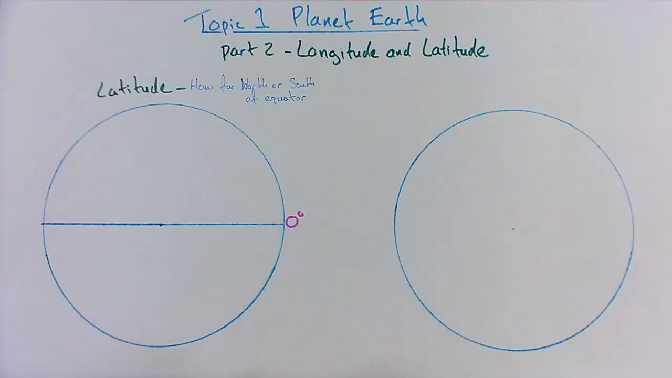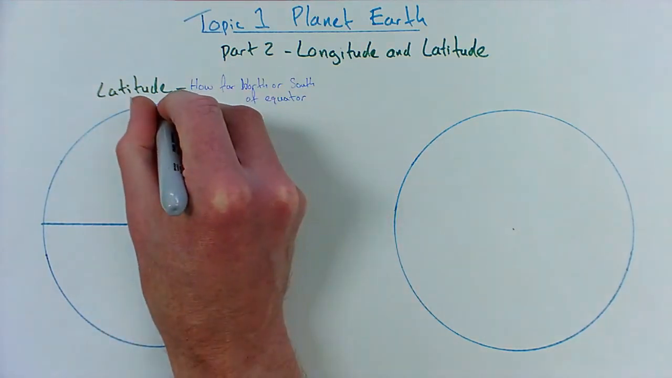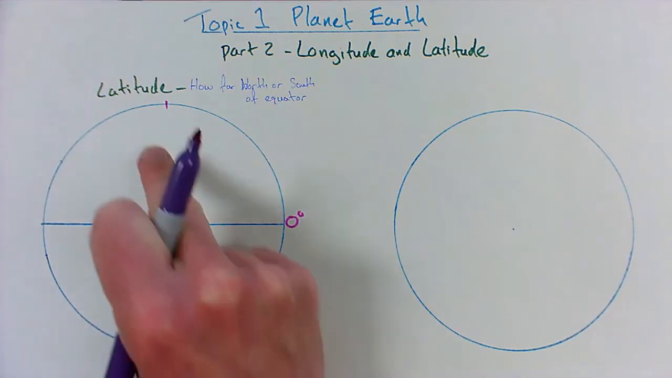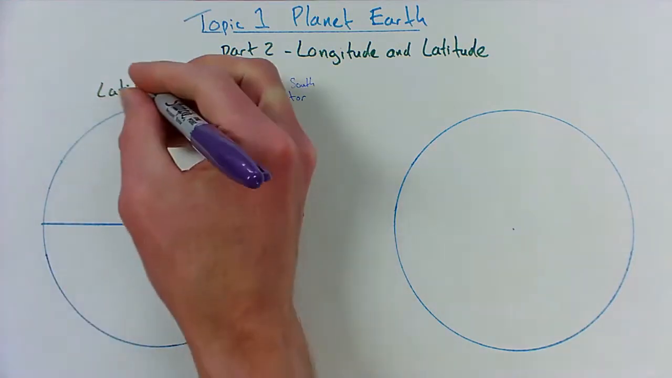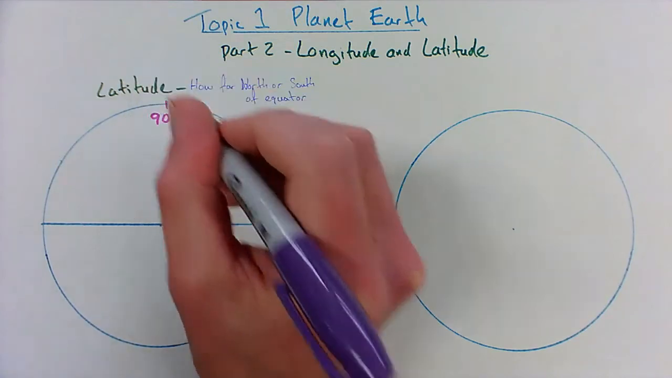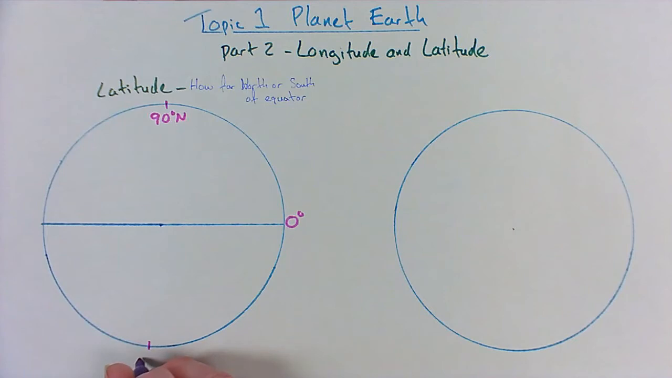That's 0 degrees. What I can then do is think about, well, what about the pole here at the top, the North Pole? That would have a latitude of 90 degrees north, or plus 90. And at the South Pole, we'll be at 90 degrees south. And what we can do, we can mark off places in between.